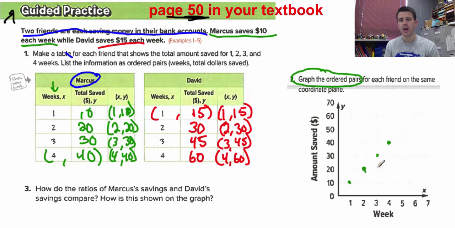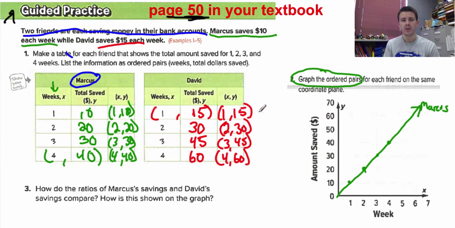And I know on your copy you can actually see the grid lines. Mine are a little too light to see here. You'll notice that they go up at a nice, steady pace. It makes a nice straight line for us. So that is Marcus.